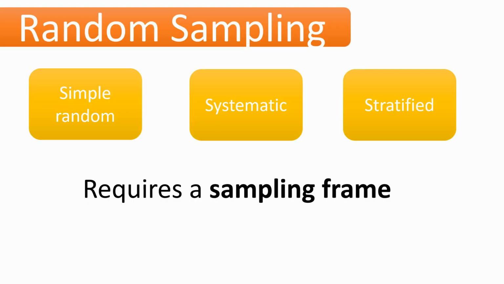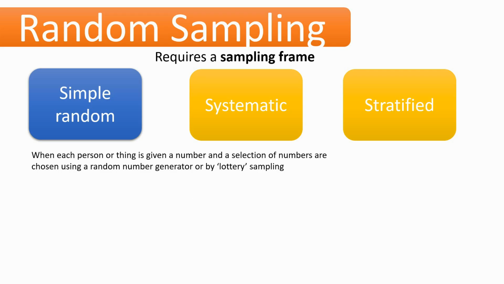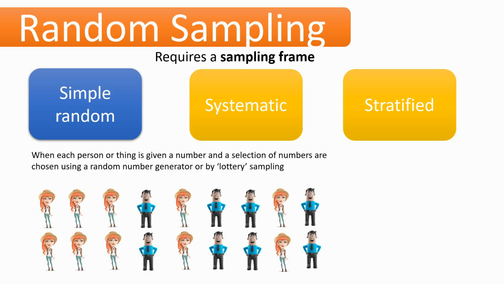So look at sampling, there are three main types. Again, all of them require a sampling frame. We start with simple random. It's when everyone's given a number, like the sampling frame, and we use a random number generator. So on your calculators, there is a way of generating random numbers. You just press it and you keep pressing it and you get as many random numbers as you require.